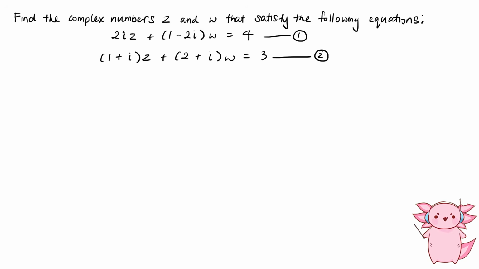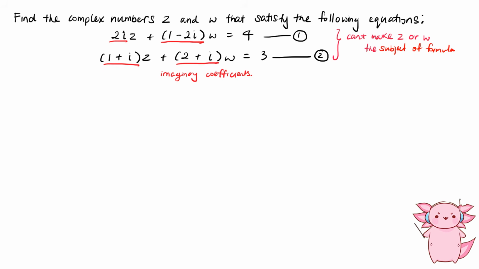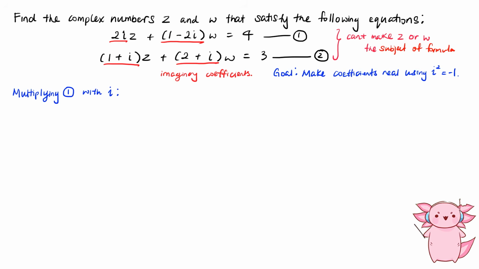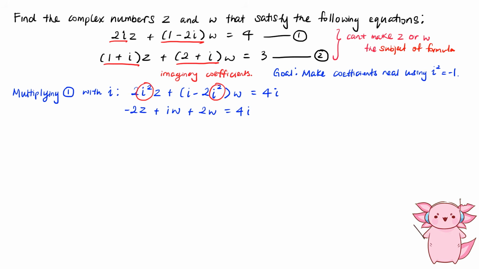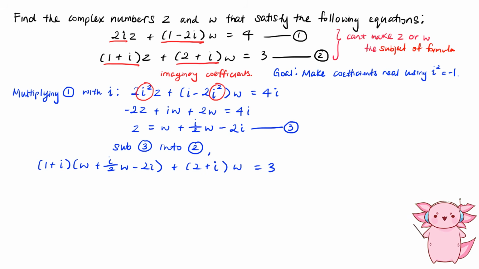The problem with solving this simultaneous equation right now is that we can't make z or w the subject of the formula because they all have imaginary coefficients. So our goal is to try to make the coefficient of z real by multiplying i throughout equation 1, and since i squared is -1, we can get z is equal to w plus half iw minus 2i, which we call equation 3.